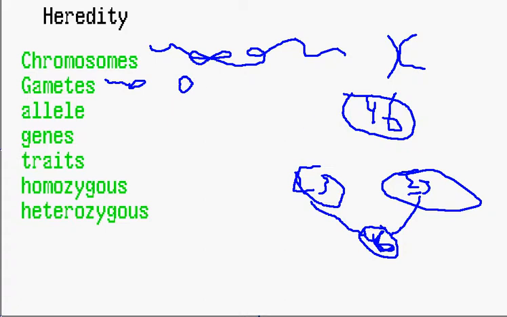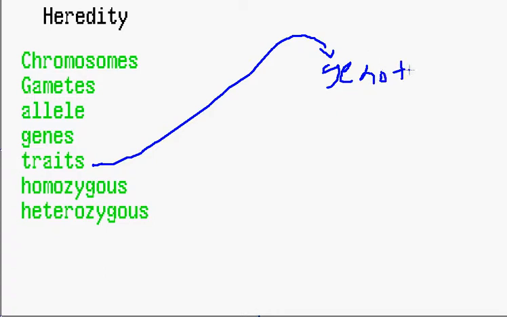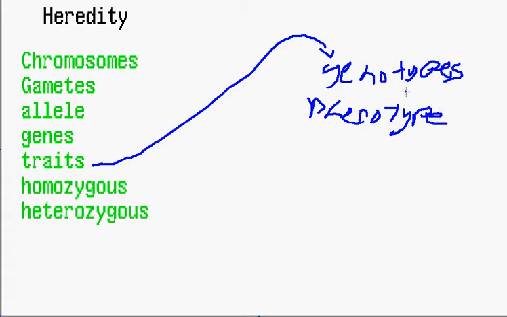I'm going to skip down to genes before I go to alleles. Actually, let's start with traits, because traits seem the easiest to remember. There are 2 types of traits. There are genotypes and there are phenotypes. Both of these are traits. The genotypes are the genetic traits. The phenotypes are the physical traits.